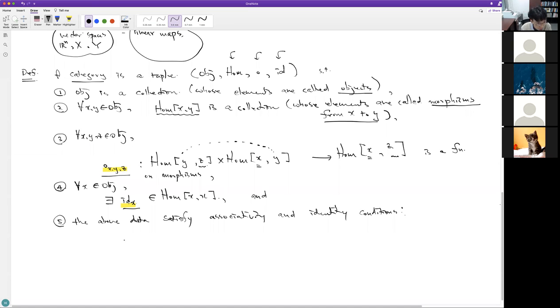Let me just write this. What this tells us is, for every morphism F that goes from X to Y, if we compose F with the identity on X, that has to be a morphism that goes from X to Y, and that's the same as F. That's also the same as if you compose F with the identity on its target. So this is the identity condition.